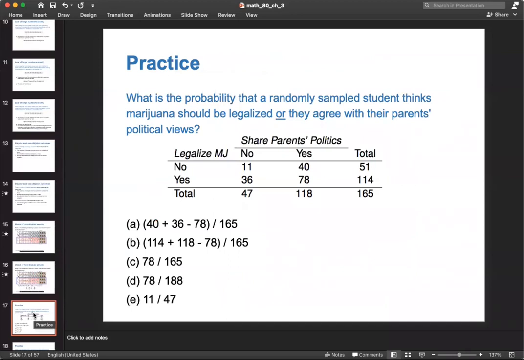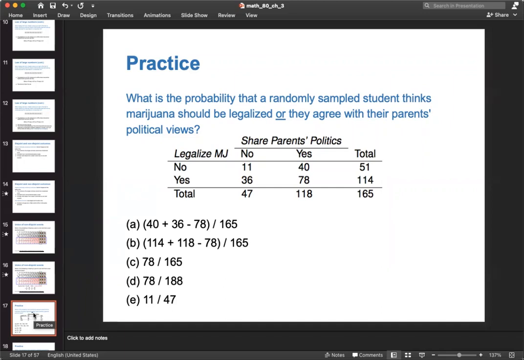Okay, this is another one. Have you guys stare at this one right here? I'll explain what's going on. So the question is, what's the probability that a randomly sampled student thinks marijuana should be legalized, or, keep in mind, this or is a strong statement right here, or they agree with their parents' political views. Now the or means that the student thinks that marijuana should be legalized, or they agree with their parents' political views, or they believe both that marijuana should be legalized and they agree with their parents' political views.